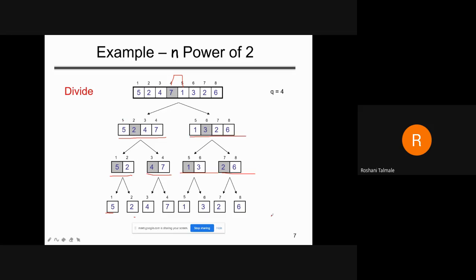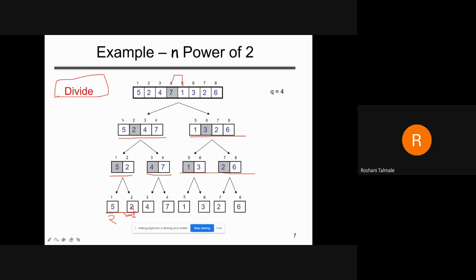Okay. Now what we have to do in the next case is compare 5 with 2. This is just the divide procedure. This is called just the divide procedure. And in the conquer procedure, we will start comparisons. So what do we have to compare? 5 will be compared with 2. 2 is less, so it will be swapped. So 2 will come over here and 5 will come over here.